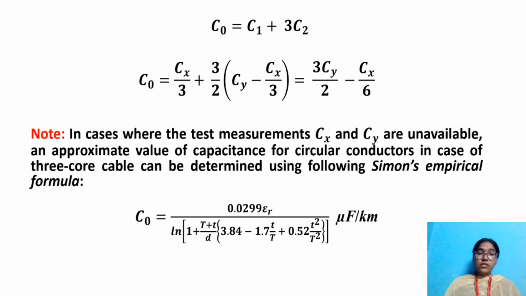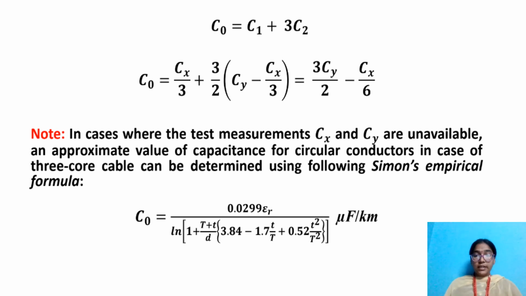C0 equals C1 plus 3C2, and C0 equals Cx by 3 plus 3 by 2 into (Cy minus Cx by 3), which equals 3Cy by 2 minus Cx by 6. So we can write it as (3Cy minus Cx) by 3.